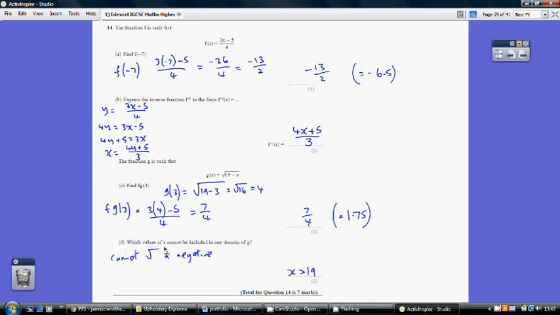Now part D, which values of x cannot be included in any domain of g? So for what values of x will we not get a solution? Well, you cannot square root a negative value. So the second x goes over 19, it's not possible to square root it. So which values cannot be included? All values where x is greater than 19.